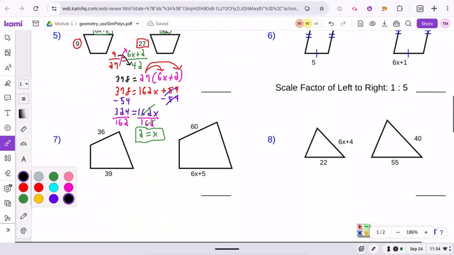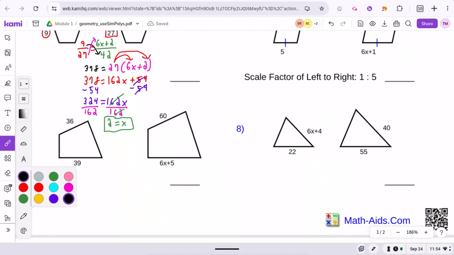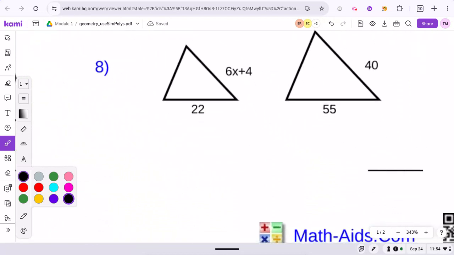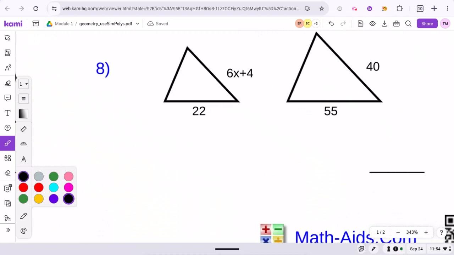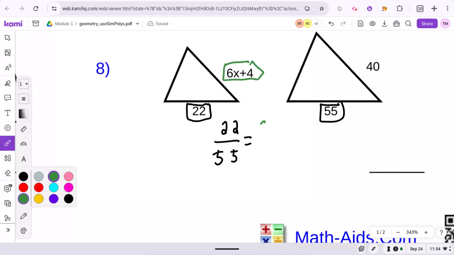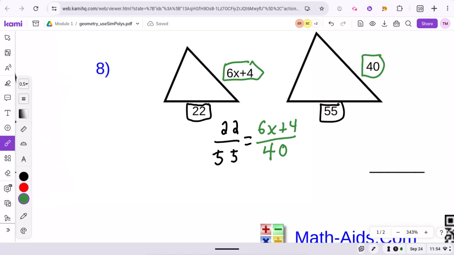I'll do a little more difficult one, like down here for number 8. So start with the two corresponding sides, 22 and 55. Then write the other two corresponding sides, 6x plus 4 over 40. So a little extra steps here that you'll need to take. You would still, of course, cross multiply. 55 times 6x plus 4.